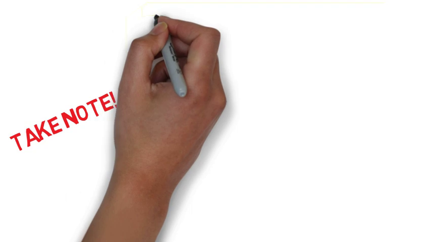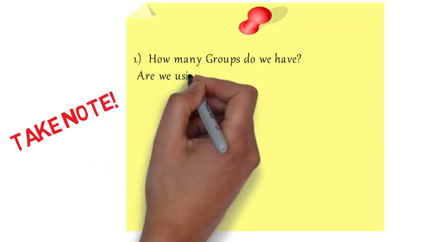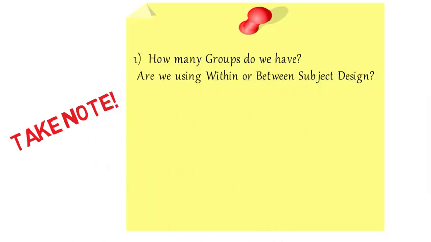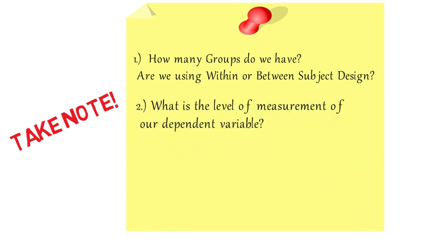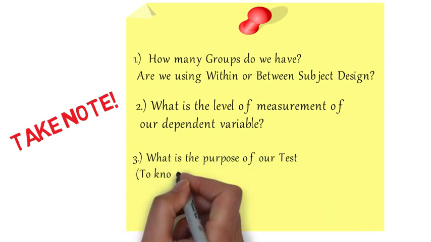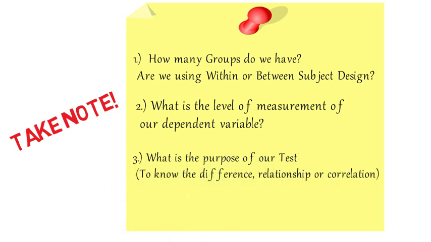So our topic for today will be all about statistics and what statistics we should use for our experiment. Before selecting a possible statistical test, we must take note of the following. First, how many groups do we have? Are we using a within or between subject design? What is the level of measurement of our dependent variable? And lastly, what is the purpose of our test? Is it to know the difference, the relationship, or the correlation?